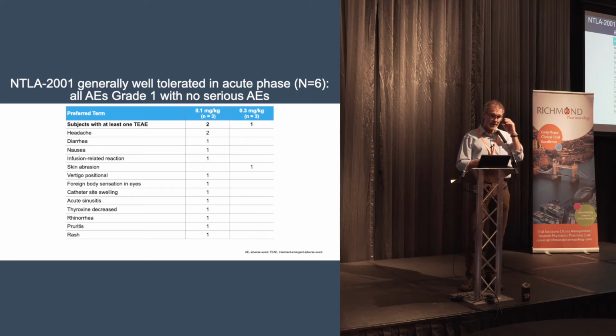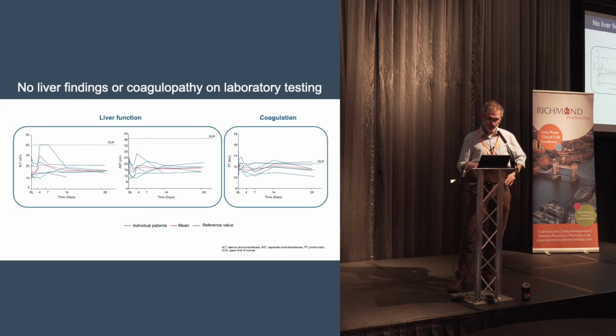NTLA-2001 was generally well tolerated in the acute phase, with AEs all being of mild or grade 1 severity and mostly unrelated to the treatment. There was a patient who had an infusion-related reaction, as you will know here better than I do, so I'm embarrassed even to tell you about that, but I gather it didn't require dose interruption. And there were no SAEs in these first 2 dose cohorts. There was no evidence of liver toxicity or coagulopathy, and all the laboratory excursions were clinically insignificant.